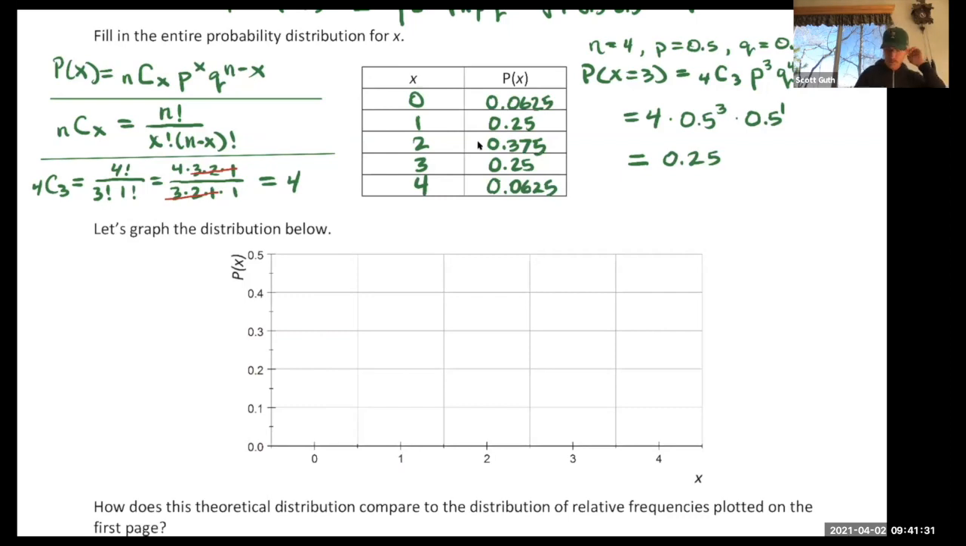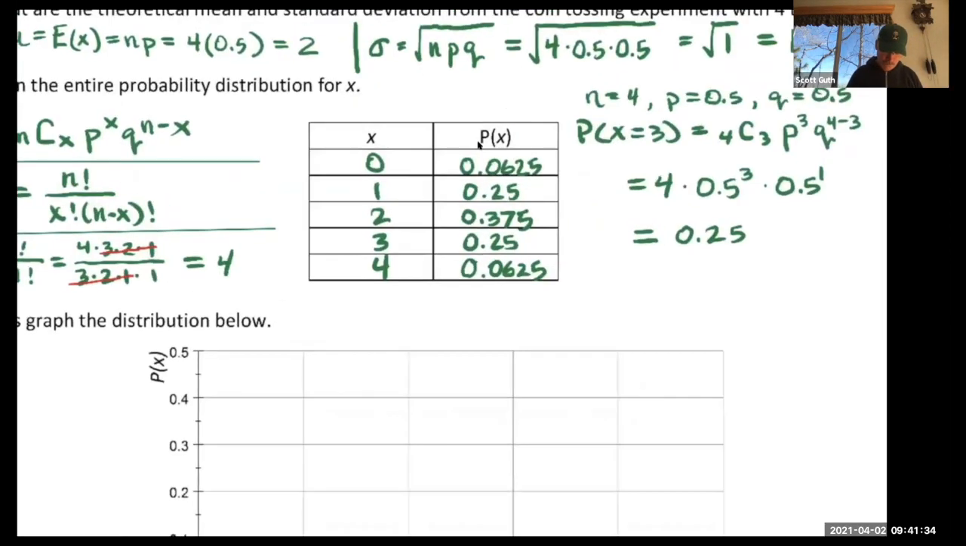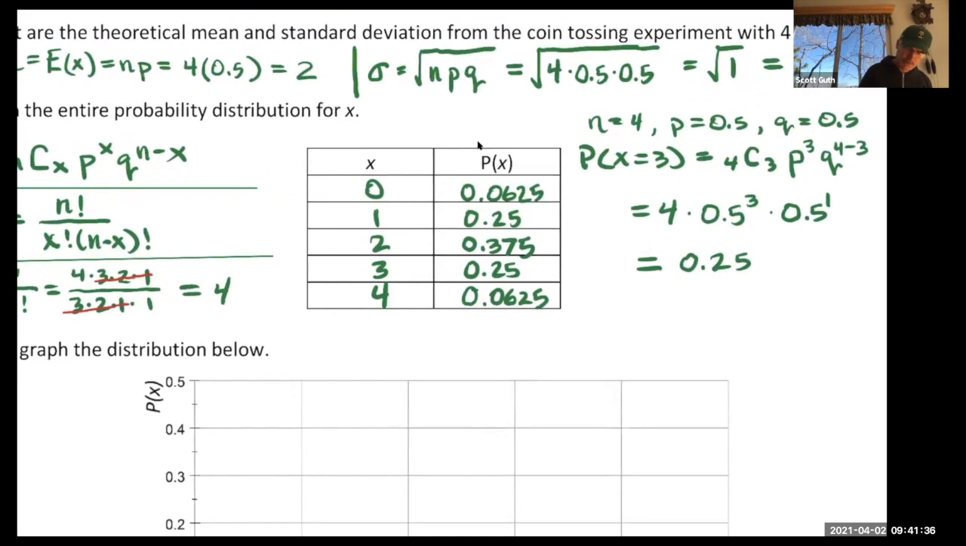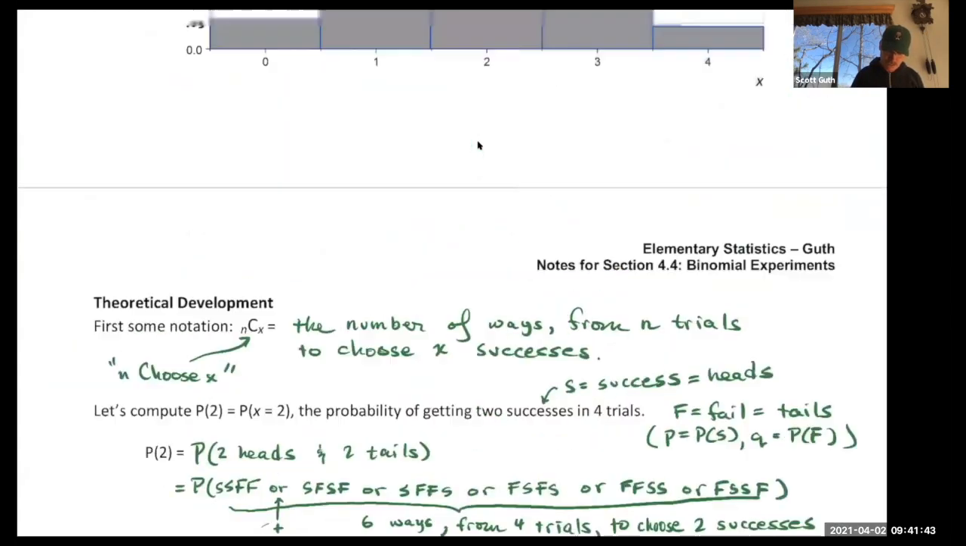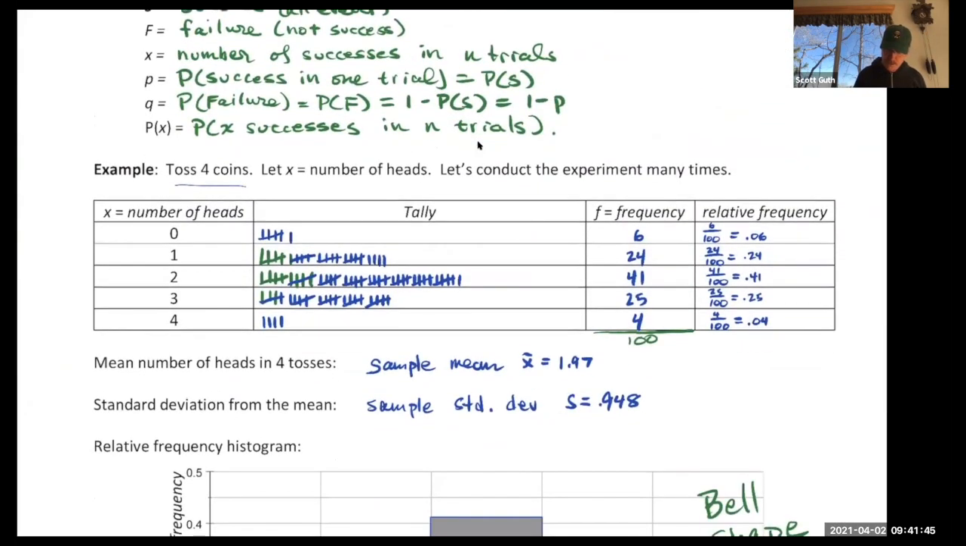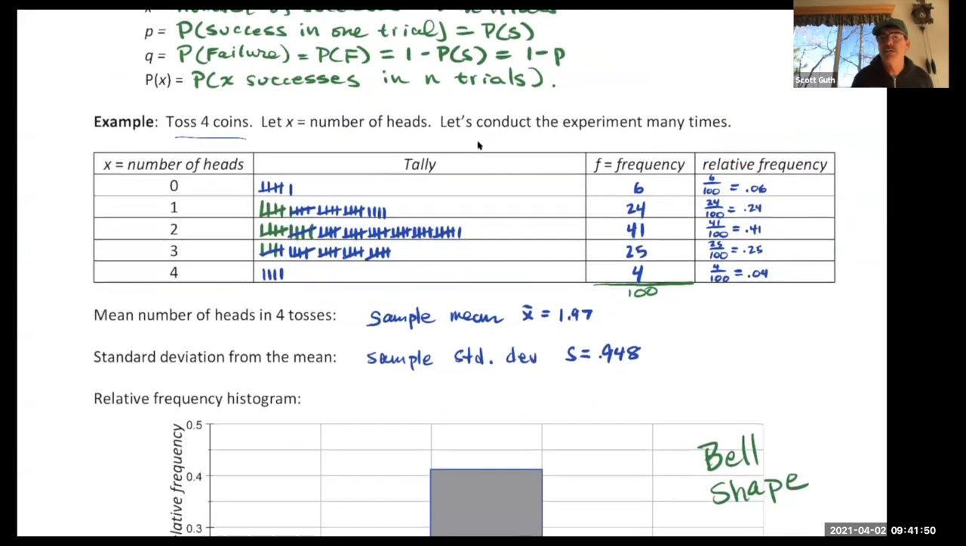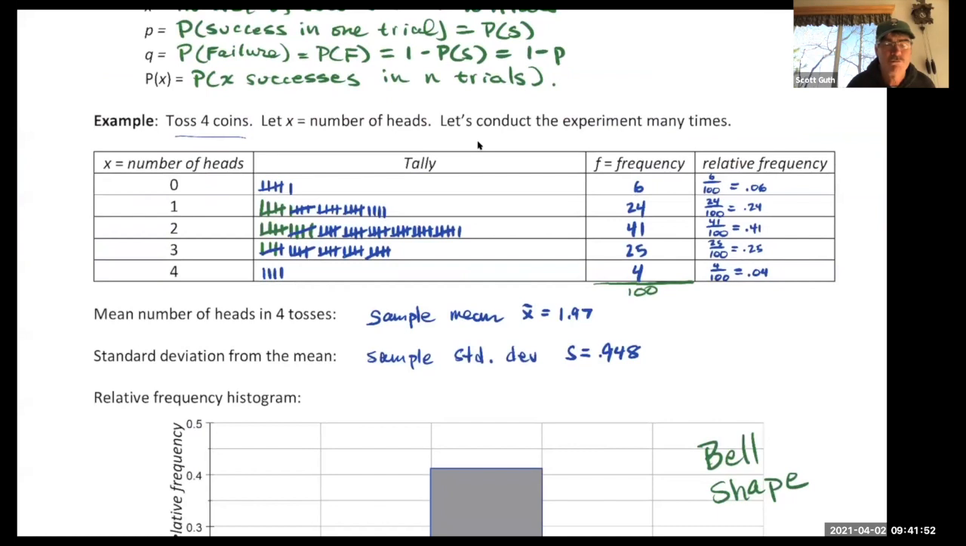There we go. Now, you could just look at the probabilities. Let's look at the probability of 0 heads here, which should be 0.0625. When we actually conducted the experiment, 6% is what we got for the relative frequency. 6% of the trials got 0 heads out of 4 coins. Yeah, 6% of the trials got 0 heads.